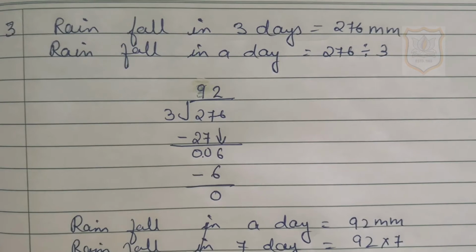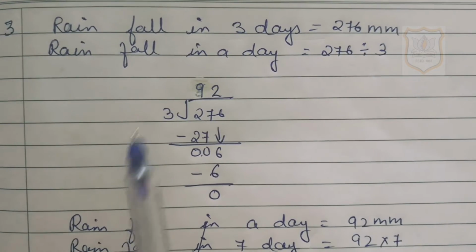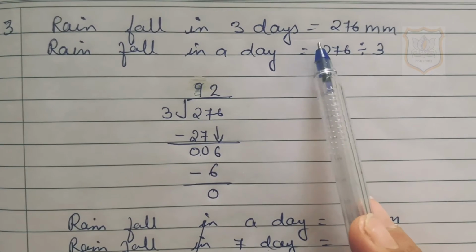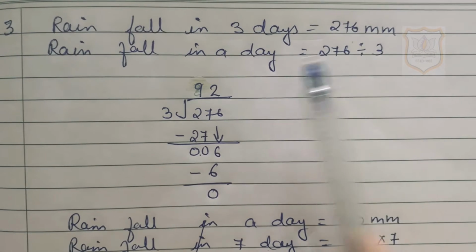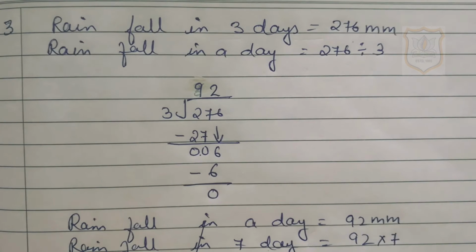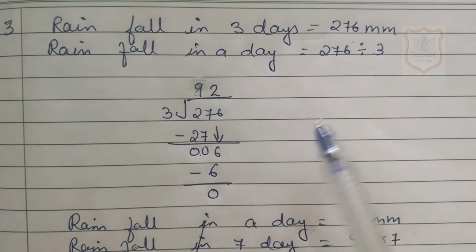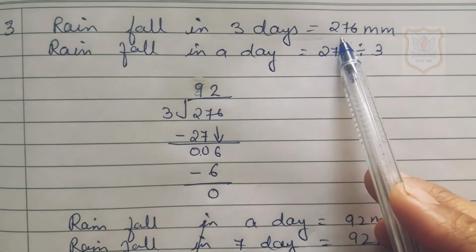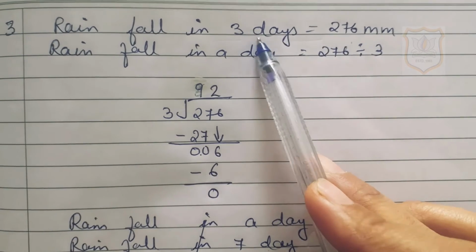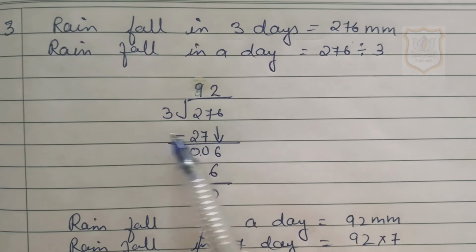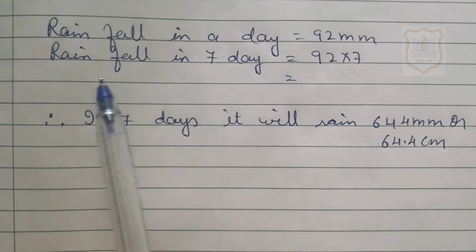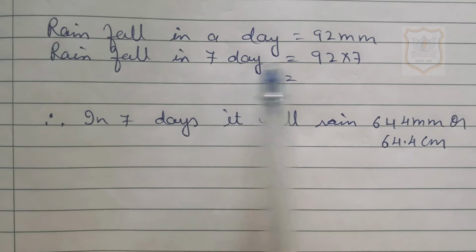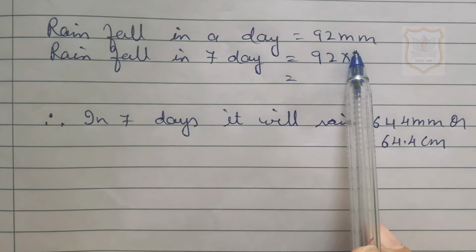Solution for sum number 3 of exercise 12.3. Rainfall in 3 days is equals to 276 mm. It's given in the question. To find out the rainfall in 7 days, first we have to find out rainfall in a day. To find out the rainfall in a day, we will divide 276 by 3. By dividing 276 by 3, we will get 92. So rainfall in a day is equals to 92 mm.